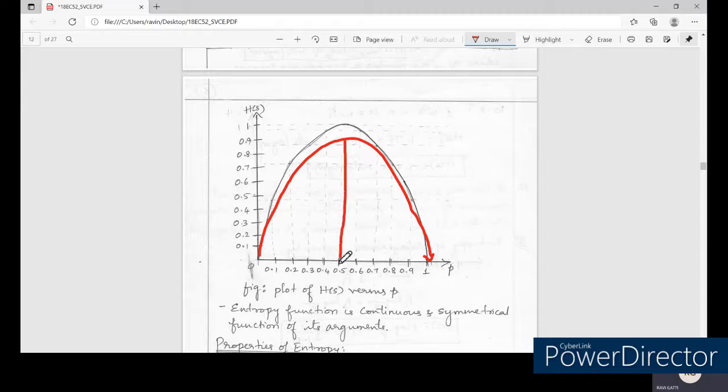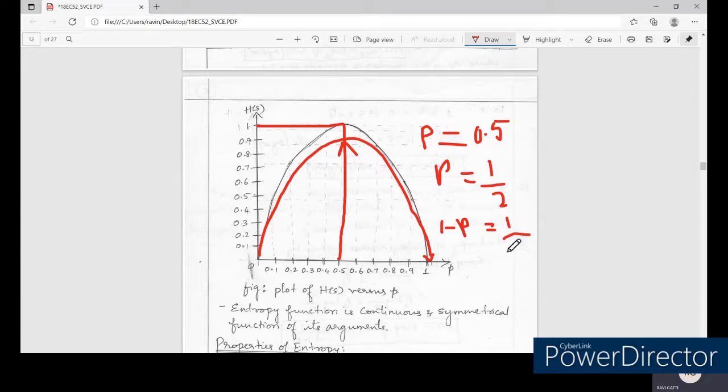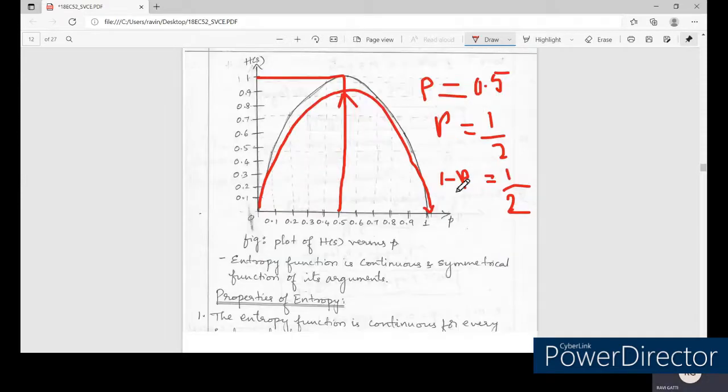Now let us try to understand at which point we are getting the maximum value. You can see here we have two symbols. What is the probability value? At the probability value 0.5, that is when p is equal to 1 by 2 and 1 minus p is 1 by 2, you are getting the maximum value. Please make a note of this. This will be used in the properties in the subsequent chapters.